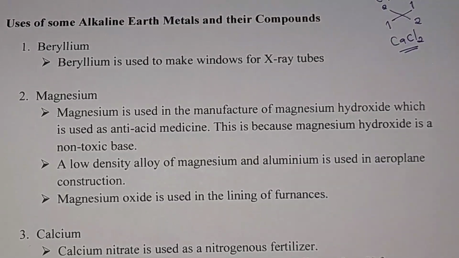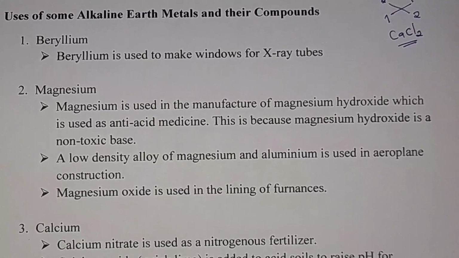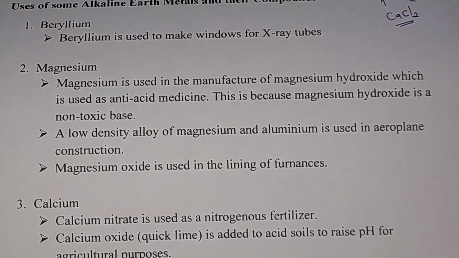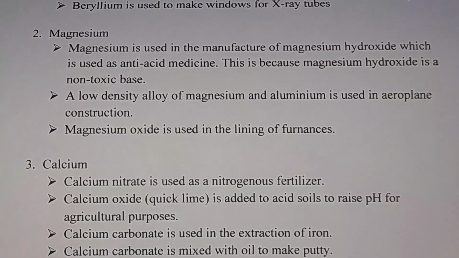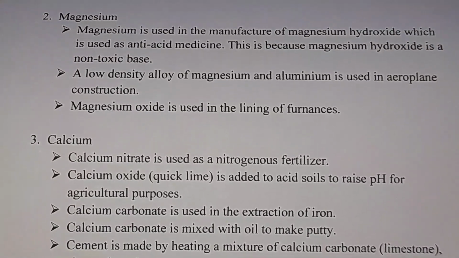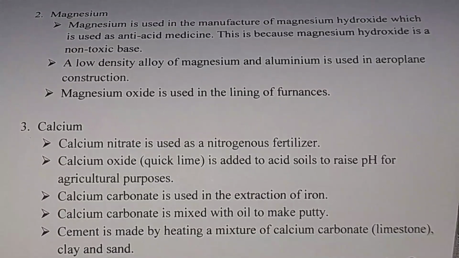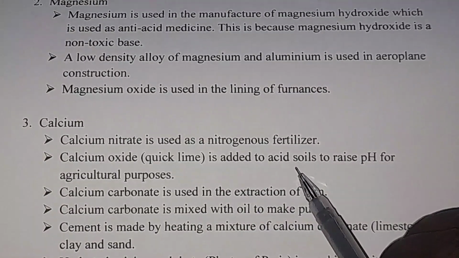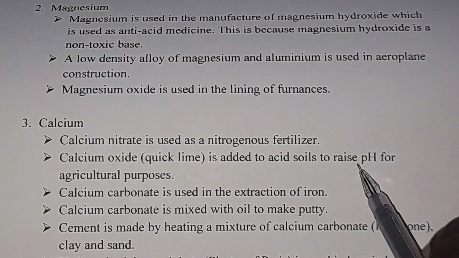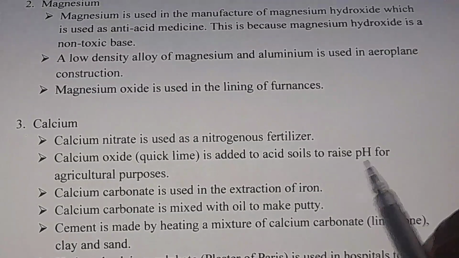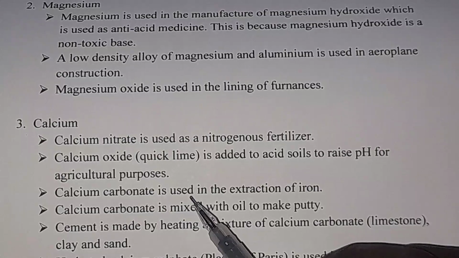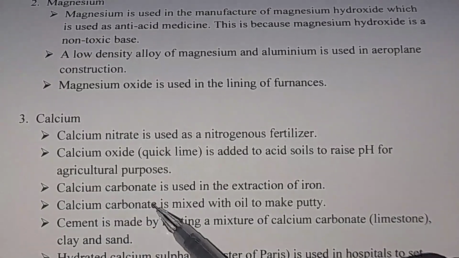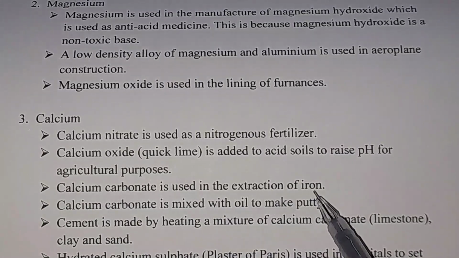That one we are going to see when we are dealing with chemistry of metals in Form 4. So next we are going to go to calcium. Calcium nitrate is used as nitrogenous fertilizer. The second use of calcium, we are having calcium oxide or quicklime is added to acid soils to raise the pH for agricultural purposes. The third use of calcium is that calcium carbonate is used in the extraction of iron.